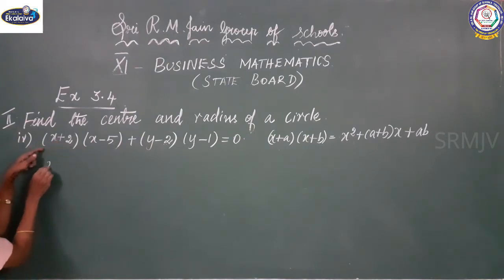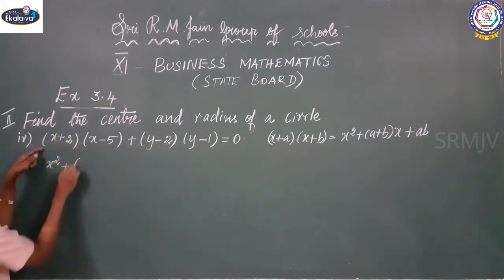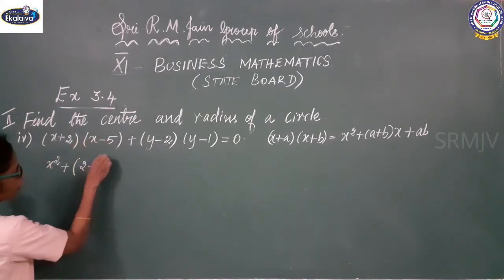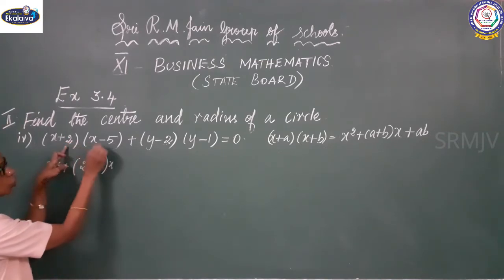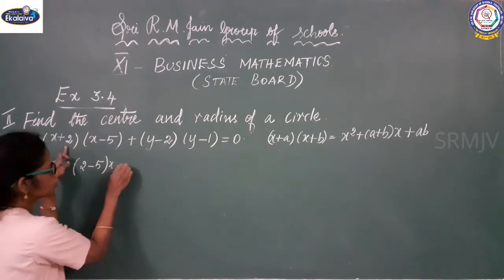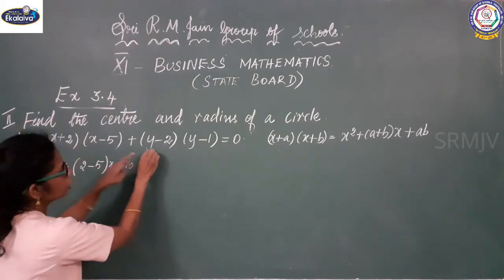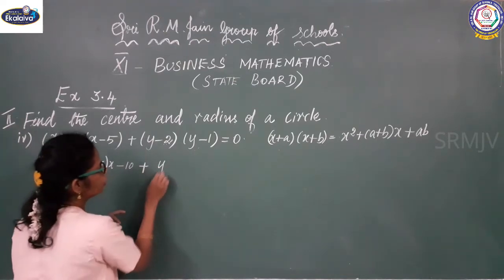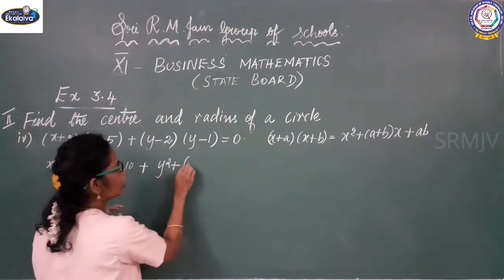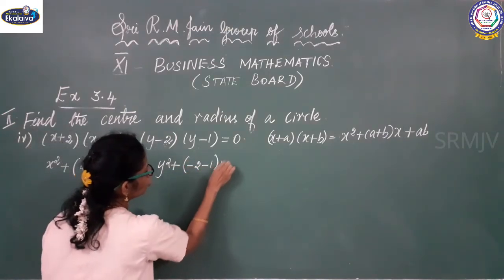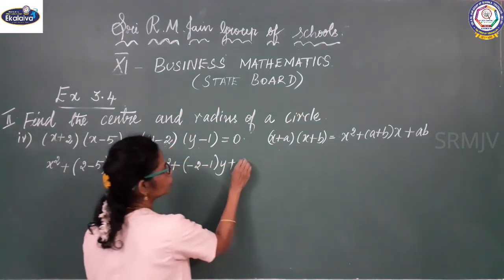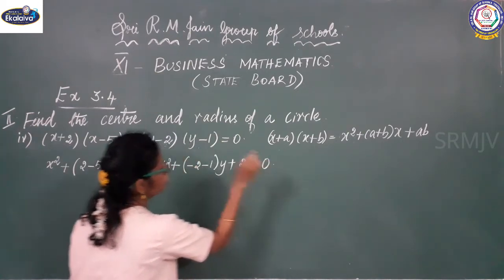Now x² plus, where a is 2 and b is minus 5, (2 - 5) into x. Your a is 2, your b is minus 5, positive and negative; when you multiply, you will get it as negative. The same thing you are going to apply here also. y² plus, your a is minus 2 and b is minus 1, so (-2 - 1) into y. The product, when you multiply the negatives, becomes positive, equal to 0.